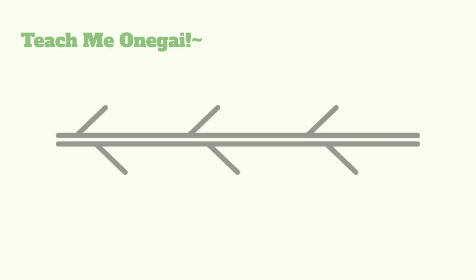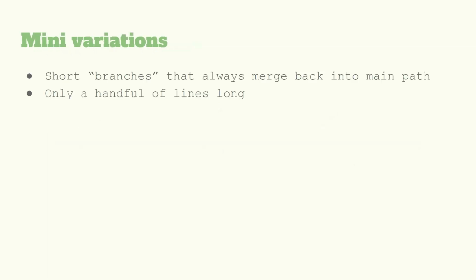But if the branching isn't complex, how do you keep your story from feeling too linear? Well, to fill the gap in between actual branches, you can use mini variations. These are short branches of sorts that only last for a handful of lines before merging back into the main path. If you're working with Ren'Py, this is something that is actually already encouraged in the way the choice menus are written.